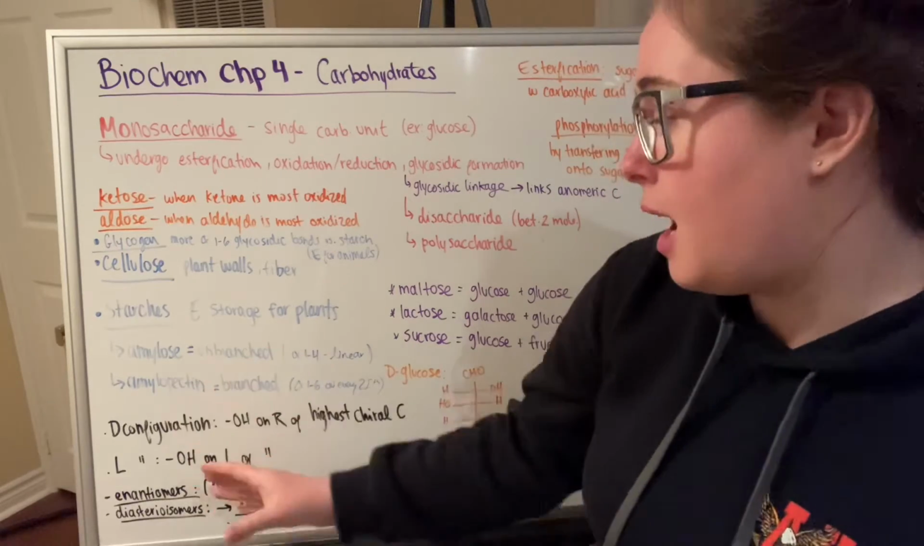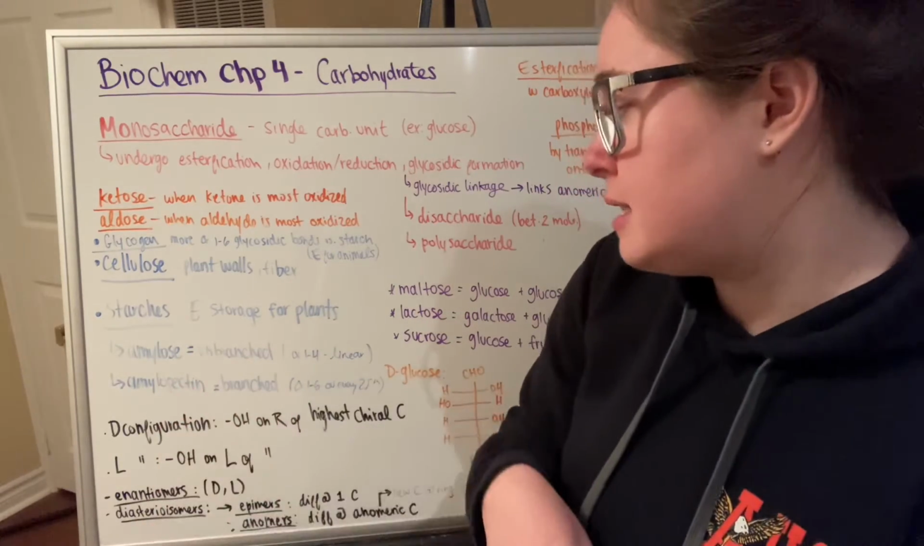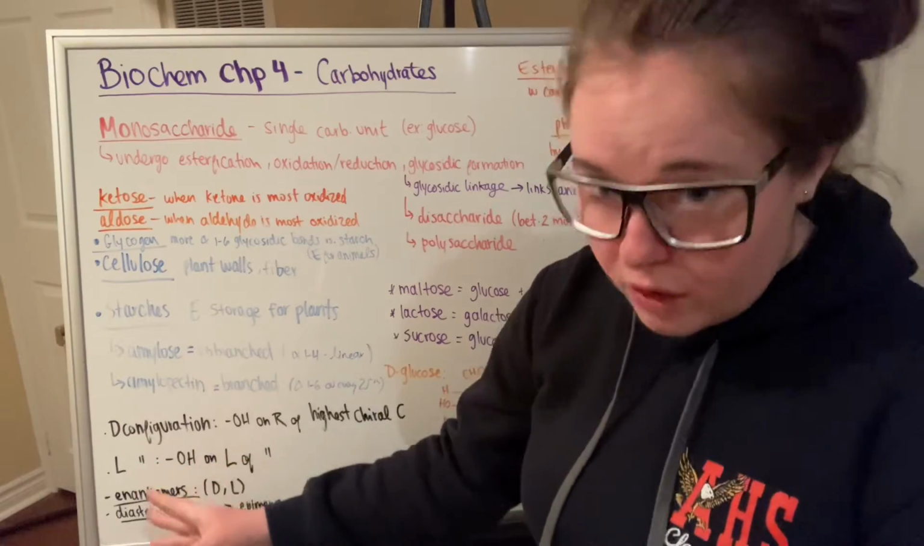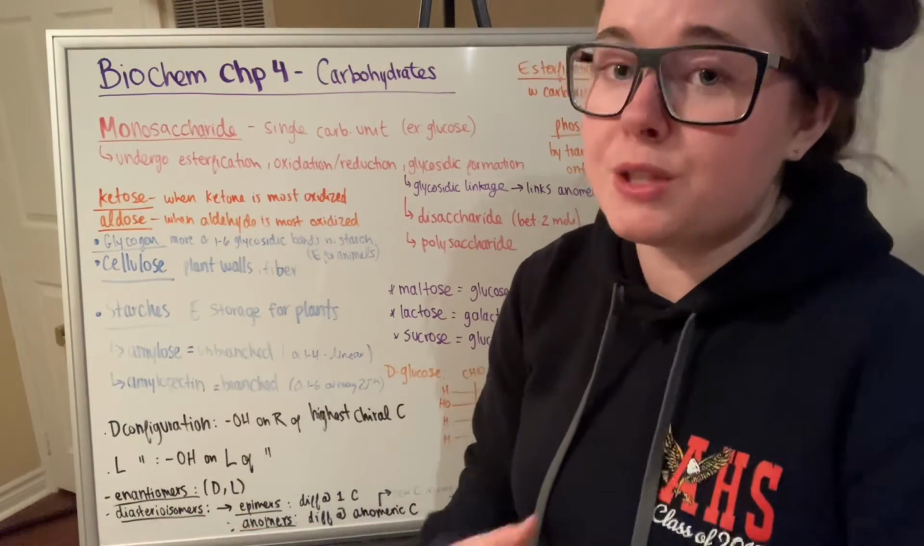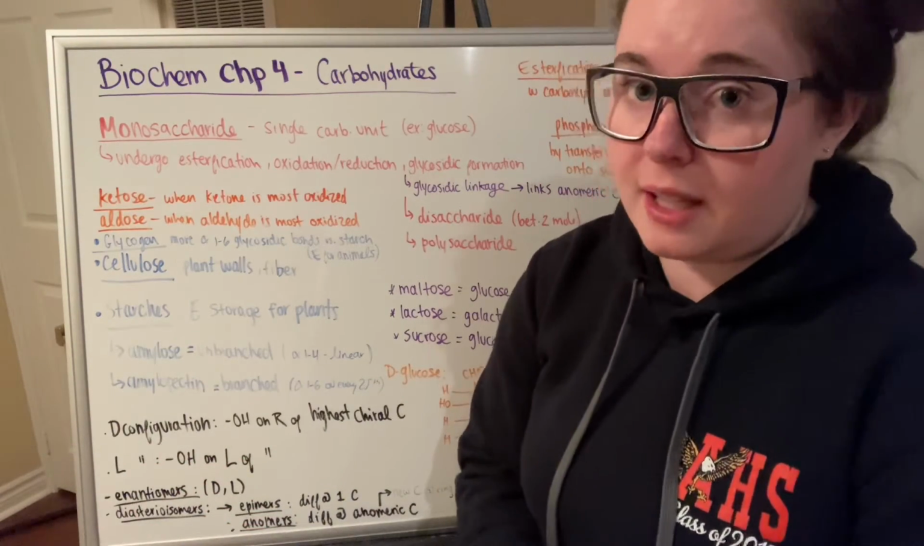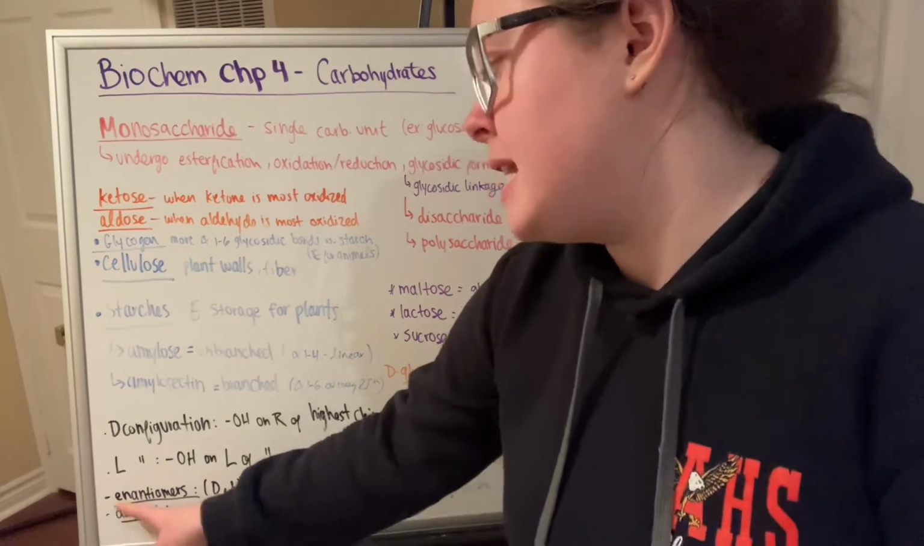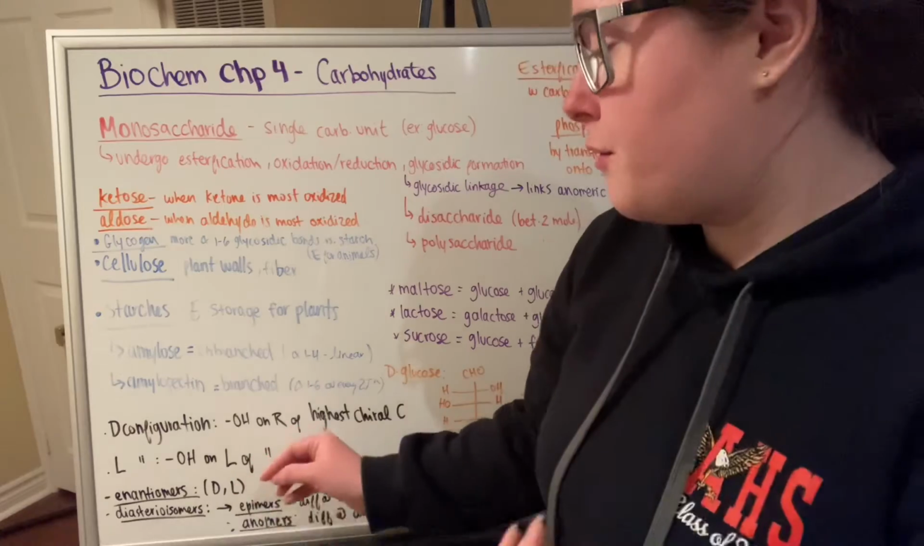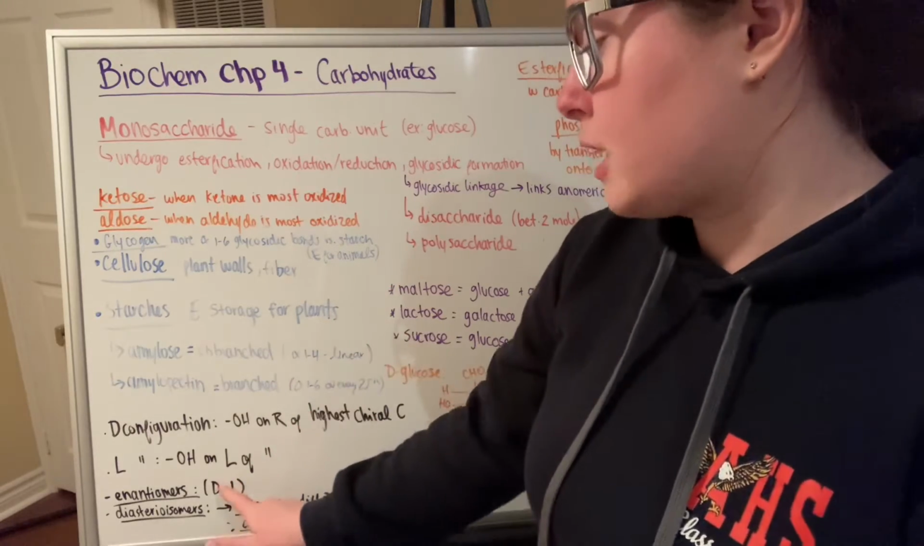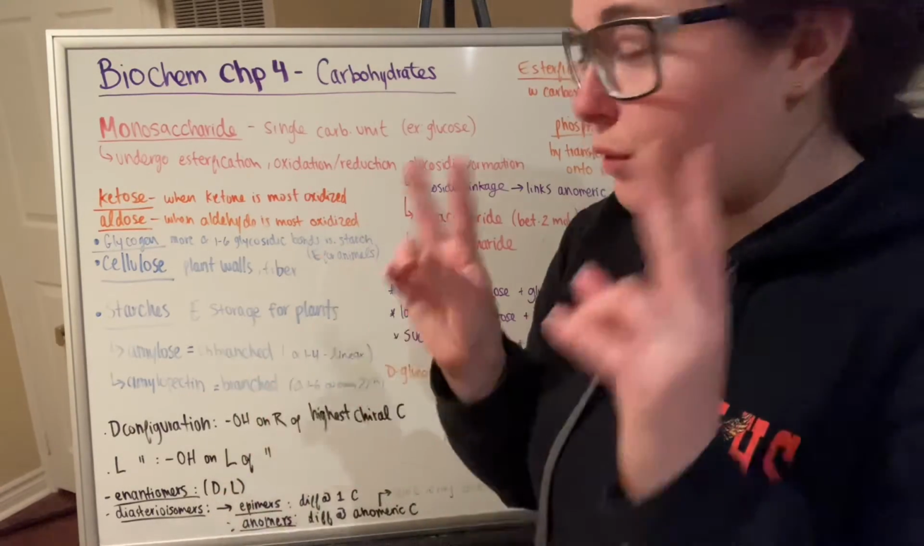So this D and L configuration is really for carbohydrates specifically, okay? And so, yes, enantiomers of a certain molecule will actually be the D and the L versions, okay?